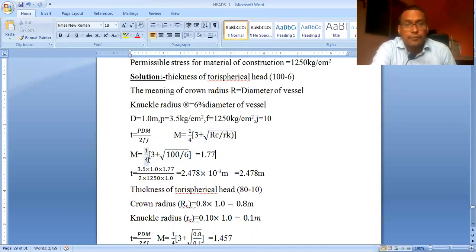So this is M, that is calculated as 1/4 into 3 plus under root of 100 upon 6, which is equal to 1.77. So thickness comes as 2.478 into 10 to the power minus 3 meters, which is nothing but 2.478 millimeters.